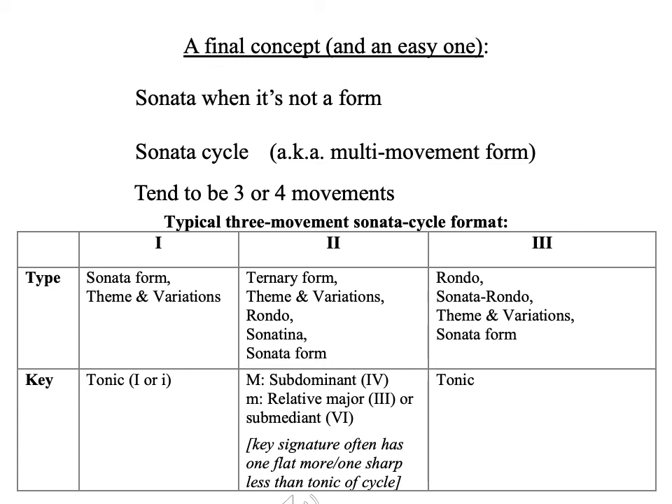And then third movements in a 3-movement sonata cycle tend to favor rondo form or sonata rondo form or theme and variations form, all of which is what we're getting to in the next lessons. Or again, sonata form could be a contender. And certainly they're going to want to probably end the sonata cycle in the tonic key.